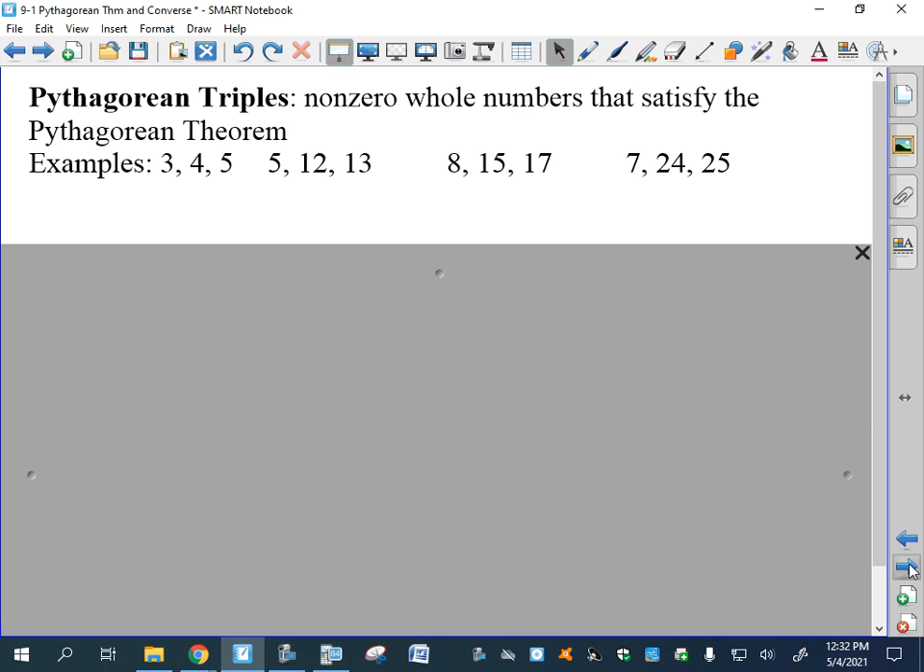All right, write down this. This is what you were talking about there, Dayton. Some Pythagorean triples. Write this down.